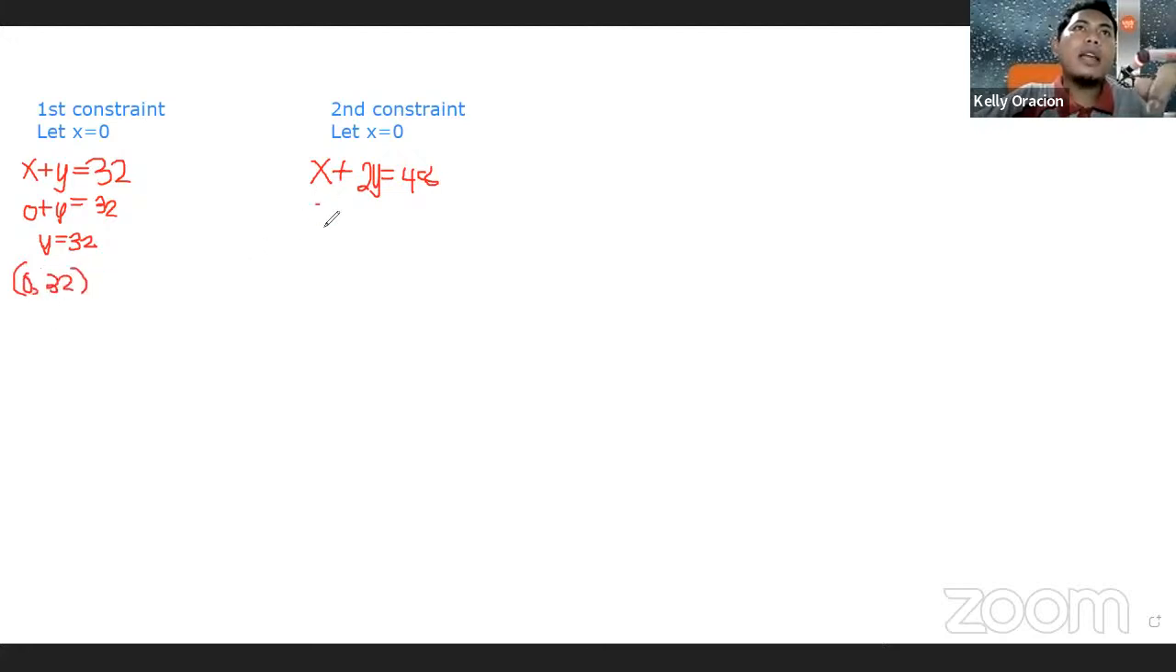And for the second constraint, 0 plus 2y is equal to 48. Okay, 2y is equal to 48. Divide both sides by 2. So y is 24. And yes, we can create an ordered pair through this. We have 0, 24.